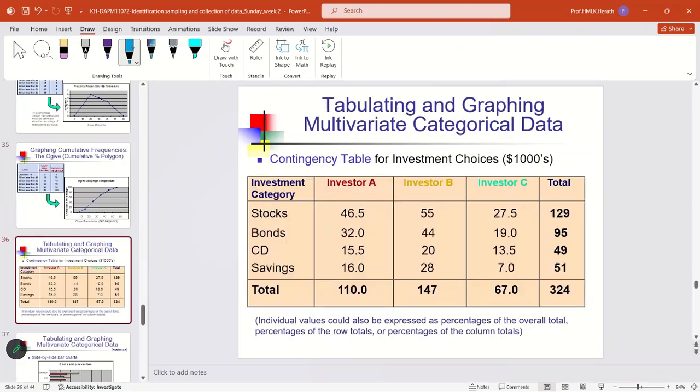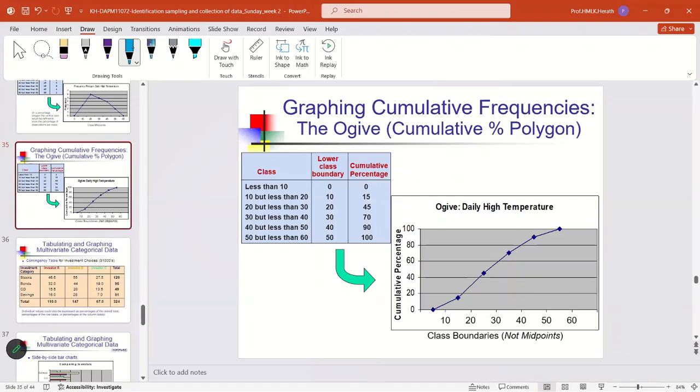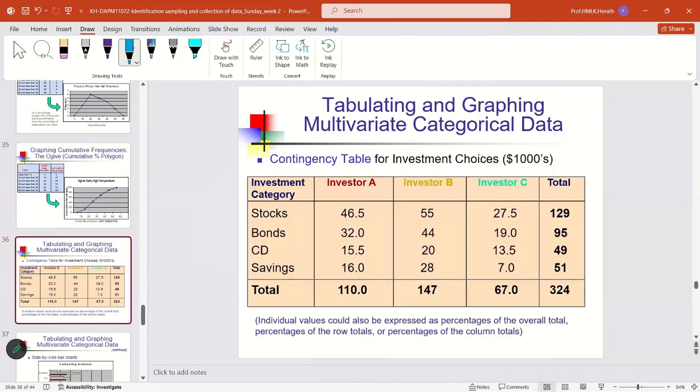So similarly we can tabulate them, right? Okay, so this is all about representing numerical data in figures, and next we will talk about how to tabulate and graph multivariate categorical data.